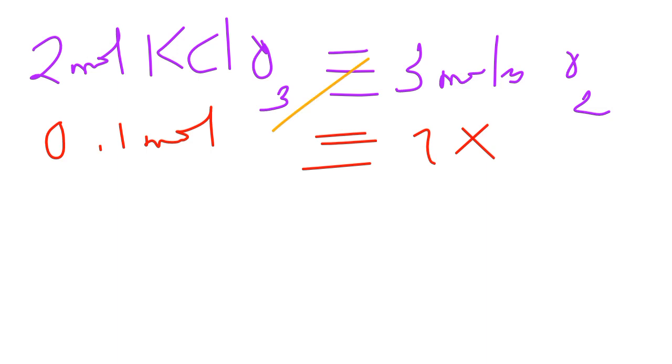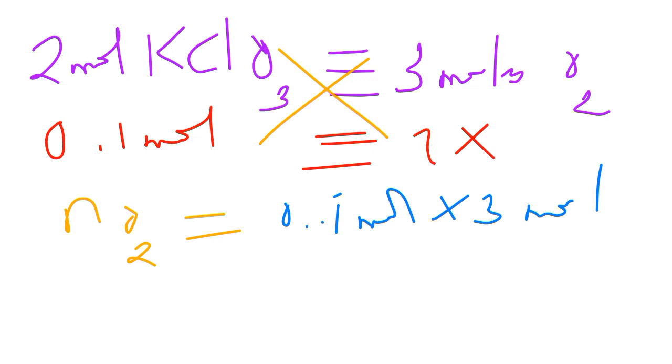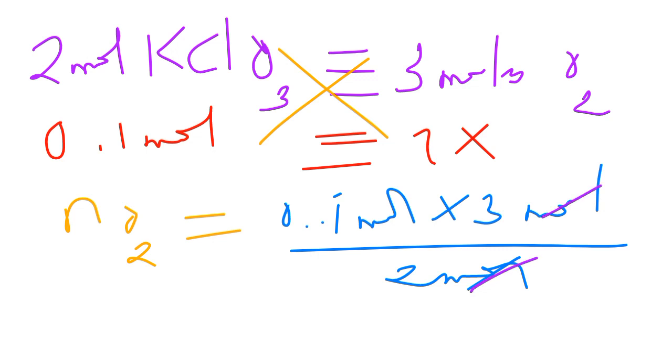So we do cross multiplication. After that, we obtain the number of moles of oxygen gas is equal to 0.1 mole times 3 moles divided by 2 moles. Then the mole will cancel with mole, so it will be 0.1 times 3 divided by 2. So the number of moles of oxygen gas is equal to 0.15 moles.